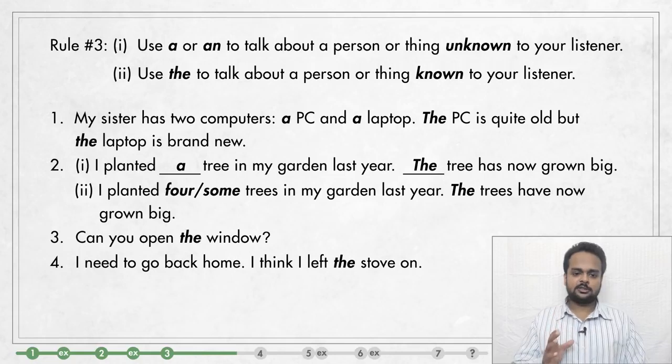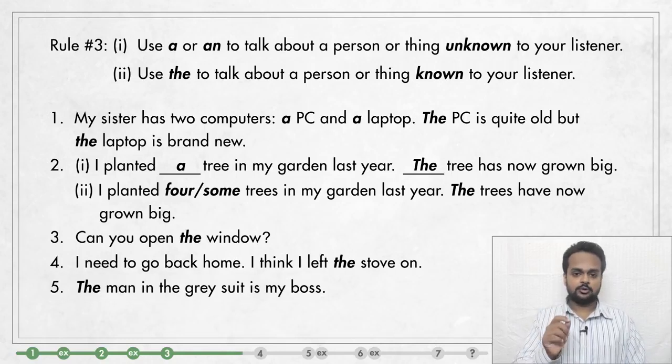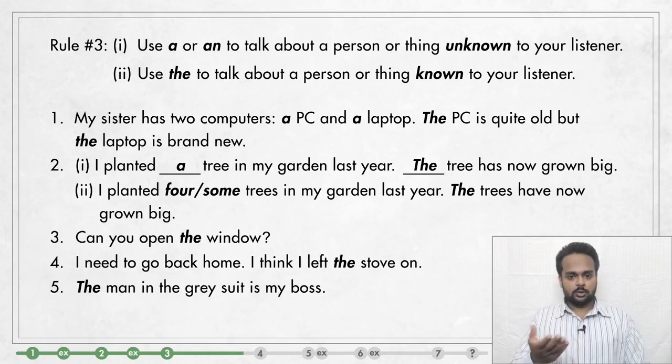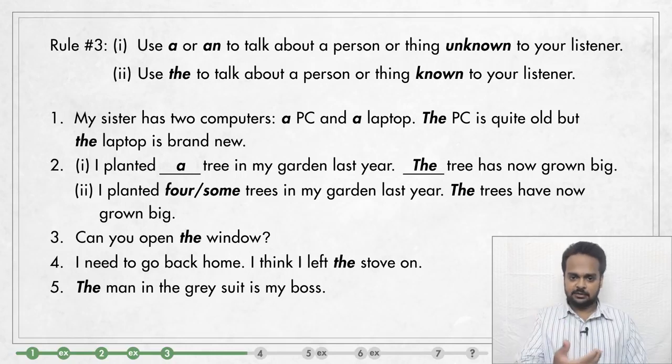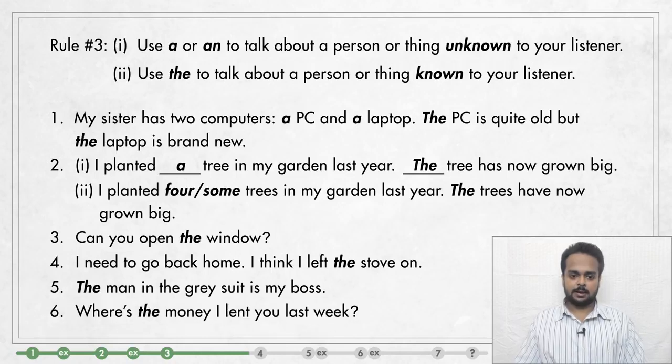But this isn't always possible. For example, if I say, the man is my boss, you will ask, which man is your boss? It's confusing. But what about if I say, the man in the gray suit is my boss? You know which one I'm talking about. So here we mention a noun with the man, and then we give information to identify that noun, in the gray suit.